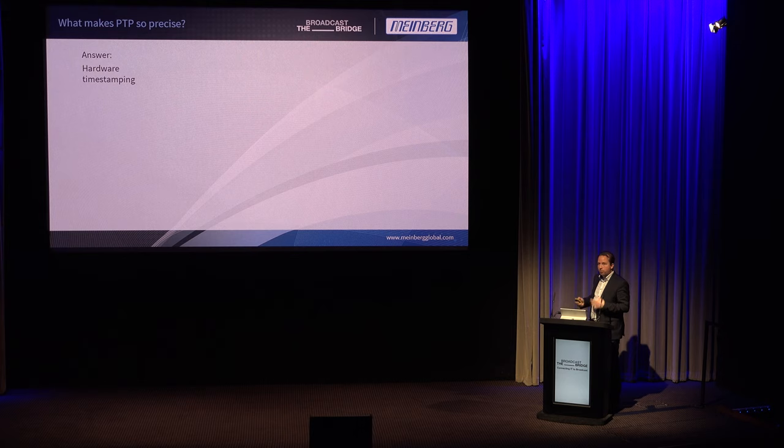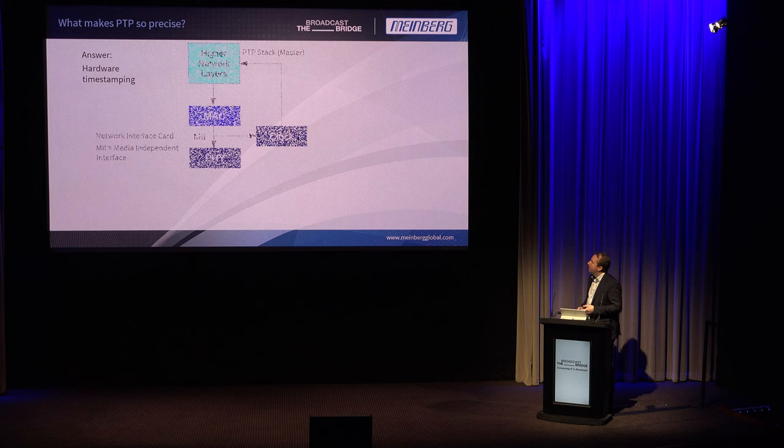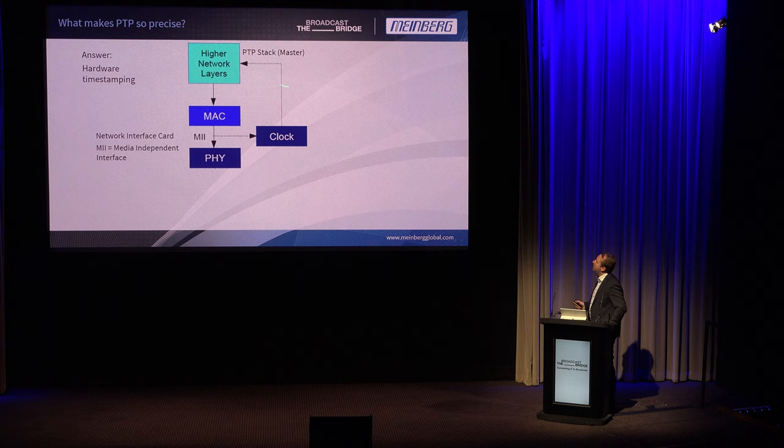So what makes PTP so precise in the first place? The answer is hardware timestamping. How does that work? If we have a PC system, a server, or any kind of IP-capable node, you have the higher network layers where all the software is running and the PTP stack, in the master displayed here on top. Then you have the kernel space and the network interface card that consists of two components, the MAC layer and the PHY layer. Between those two components, there is a so-called media independent interface that listens to the packets and detects the moment a PTP packet is going on the wire. At that particular moment, a timestamp is taken by a highly accurate clock, and this information is transported to the higher network layers to make use of it.